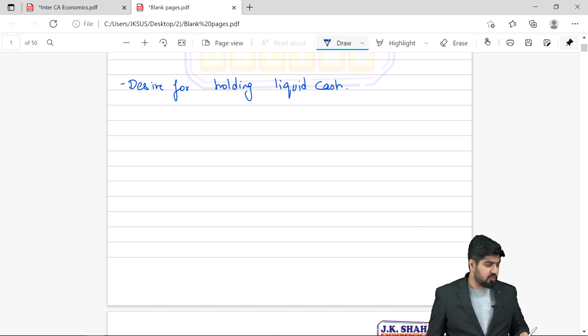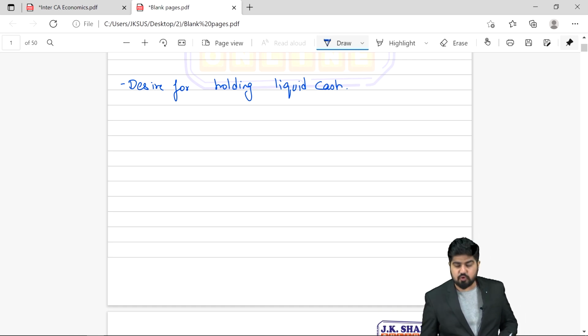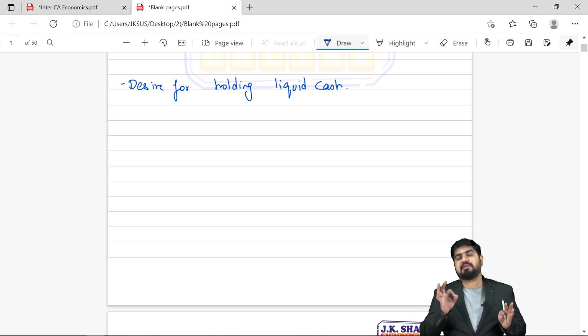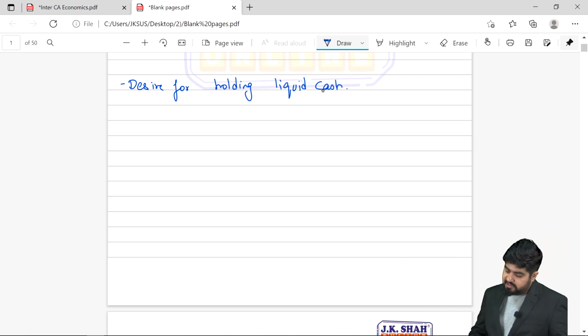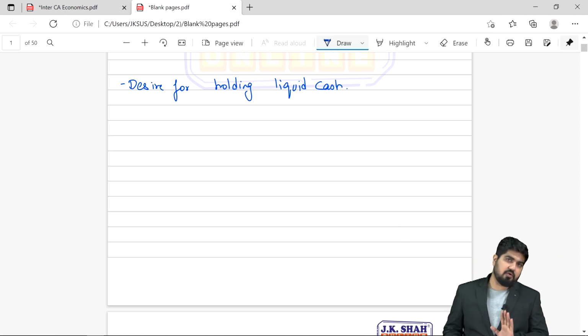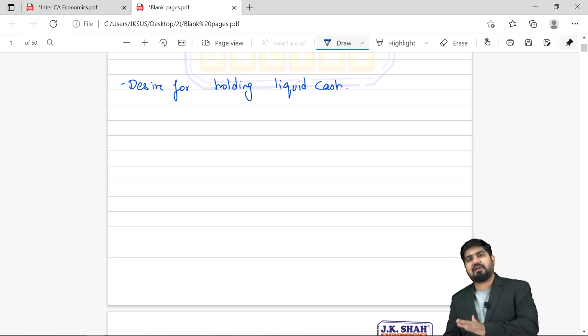Or let's suppose if I talk in crores, someone of you would have 0 crore rupees, right? So whatever amount you have right now in your wallet, that is your demand for money. Demand for money is nothing but the desire for holding liquid cash, or to hold cash in its liquid form, which is called demand for money. So it is basically demand for liquidity.